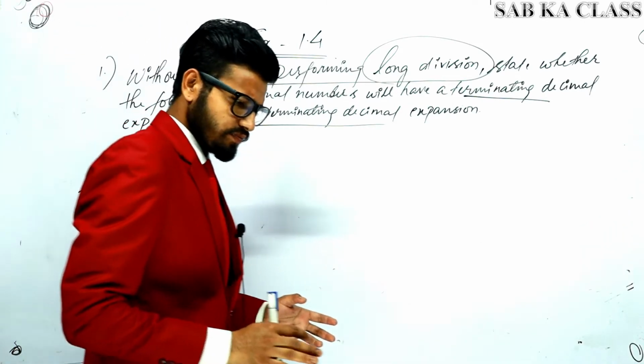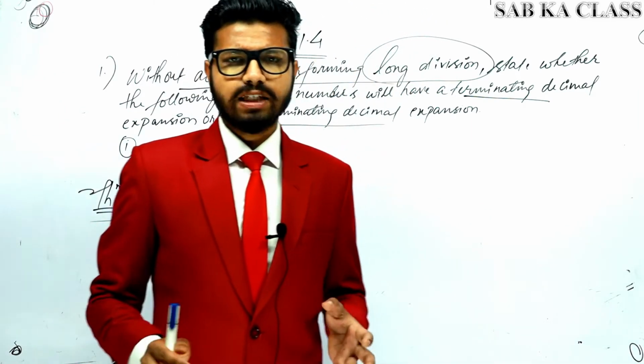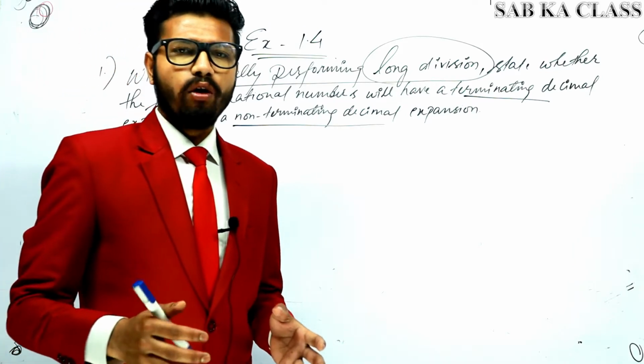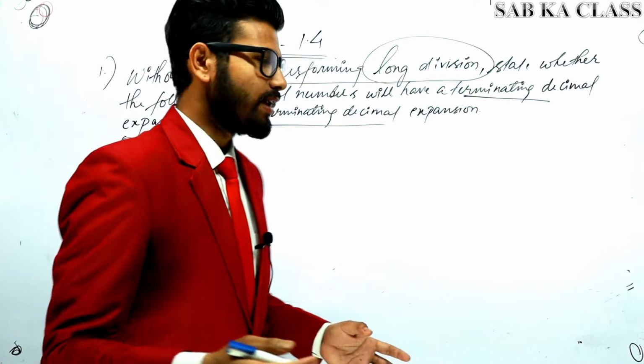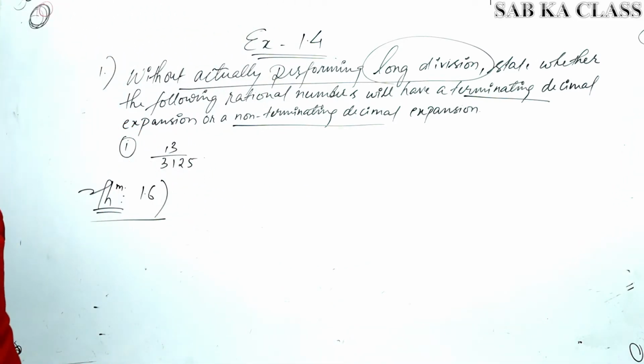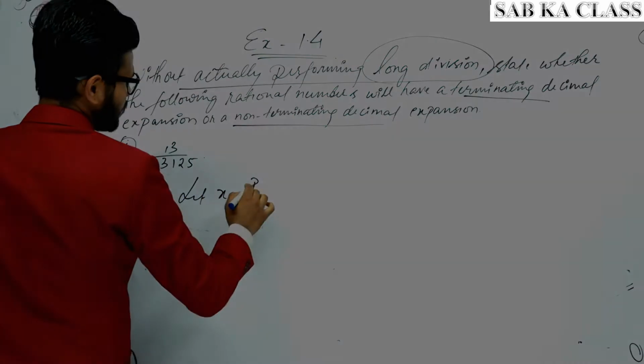If any denominator is expressed in the form of 2 to the power n or 5 to the power n. Example, let me write it for you and make you understand. The theorem says that let x equal to p by q.